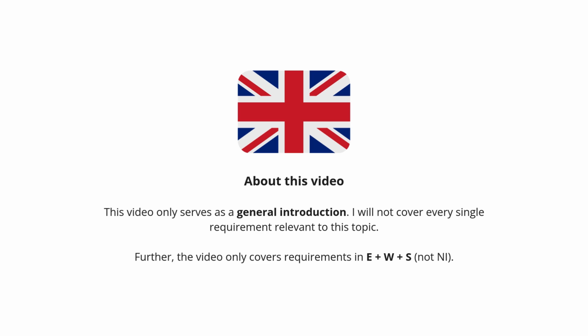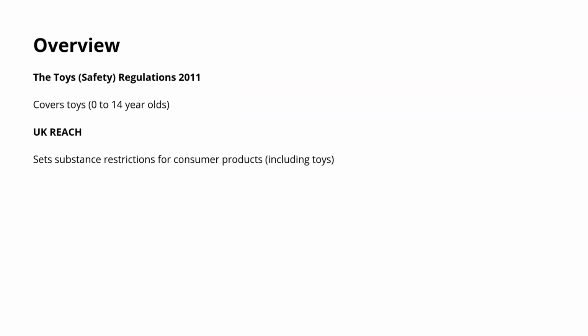And I also want to mention that this video only covers requirements in Great Britain, meaning England, Wales, and Scotland, so not Northern Ireland. Now, as I mentioned, I will primarily dedicate this video to the Toy Safety Regulations 2011, which covers toys for the age groups newborns up to 14-year-olds, and essentially anything with play value. And then we also got UK REACH, which sets substance restrictions in all consumer products sold in the UK, including toys.